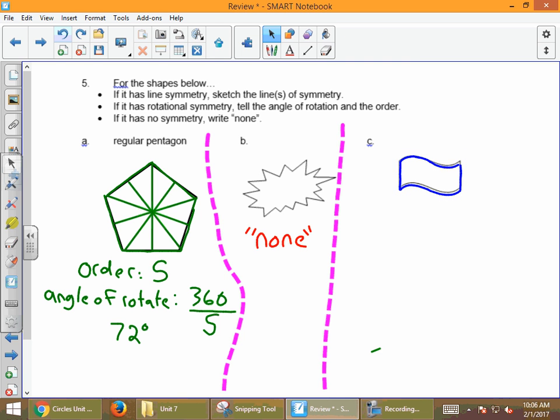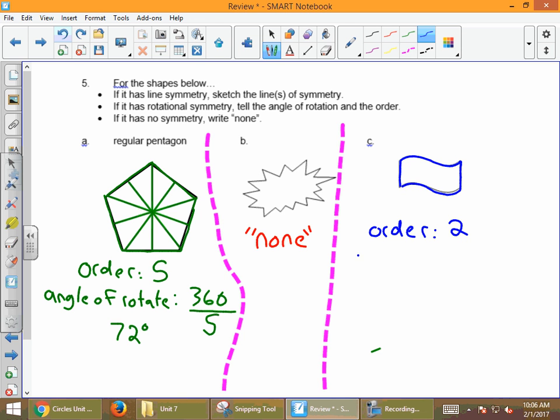So this one does not have a line of symmetry, but what is the order? How many times can I rotate this? Now, we rotated it one time and got there. I can rotate it back to the starting position. So it really has an order of what? How many times can I rotate it? 2. Yeah, exactly. That's how he got that number. So I can rotate it twice. That's its order.